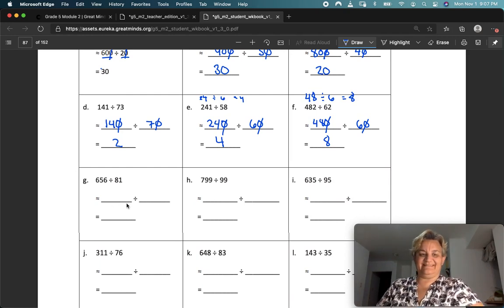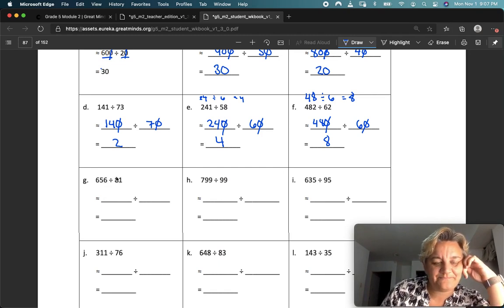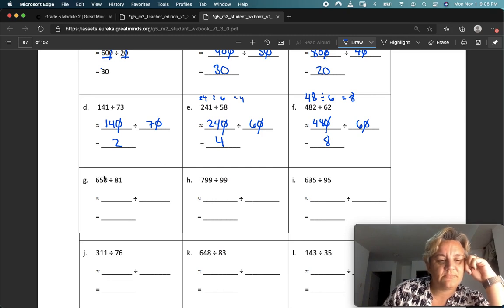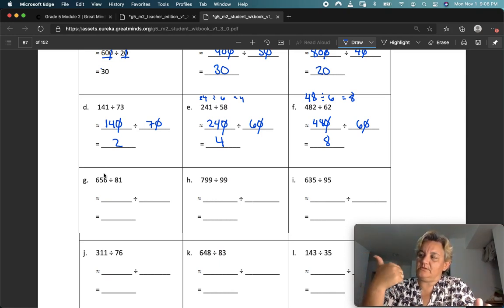I'm just second guessing myself. Okay, what do I see here? 8. Let's see. Could I round that to a number that 8 is going to fit into nicely? Well, let's do my 8s. 8, 16, 24, 32, 40, 48, 56, 64. Could I round that down to 64? I think I could.